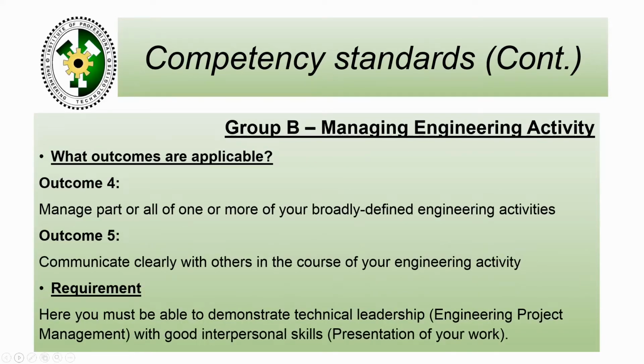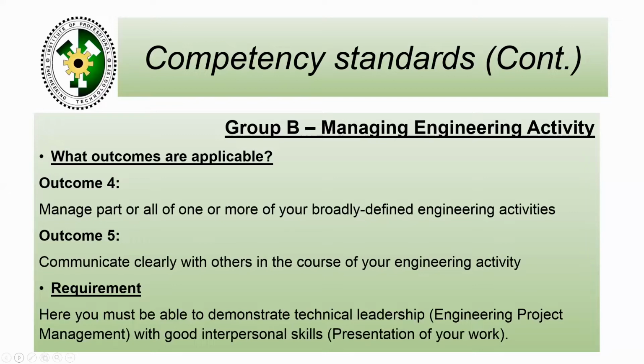Group B, managing engineering activity. Now, what outcomes are applicable? Outcome 4, manage part or all of one or more of your broadly defined engineering activities. And outcome 5 is communicate clearly with others in the course of your engineering activity. So basically, you must be able to demonstrate technical leadership, which is engineering project management with good interpersonal skills.